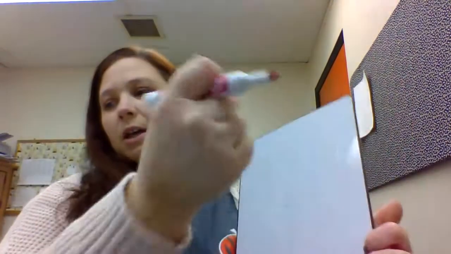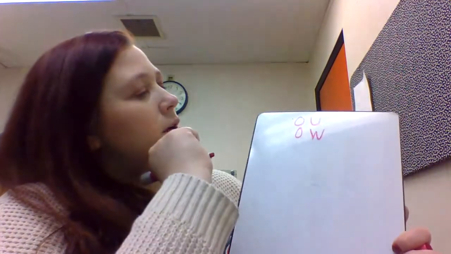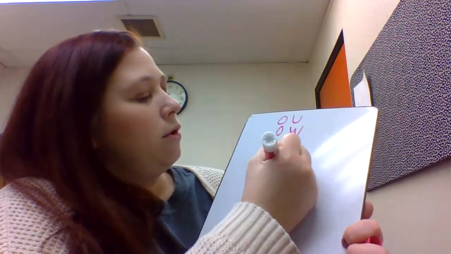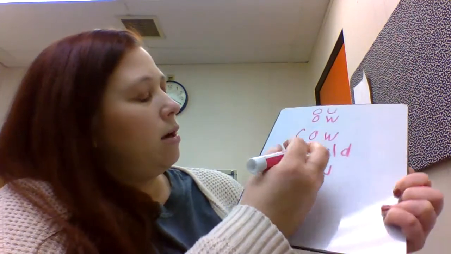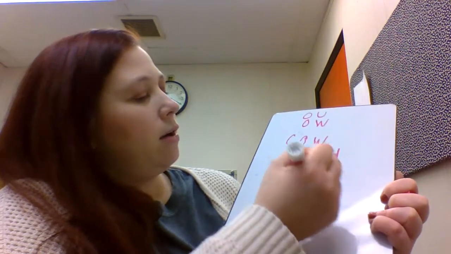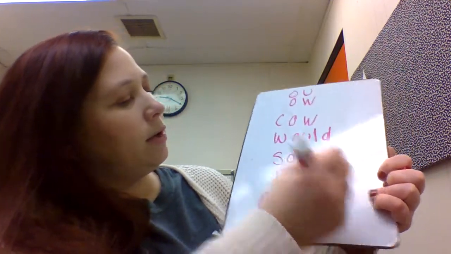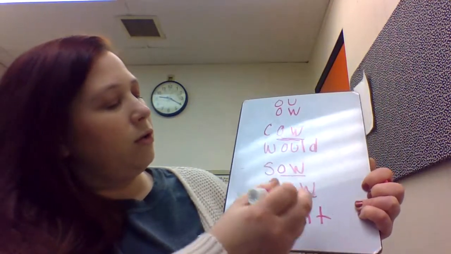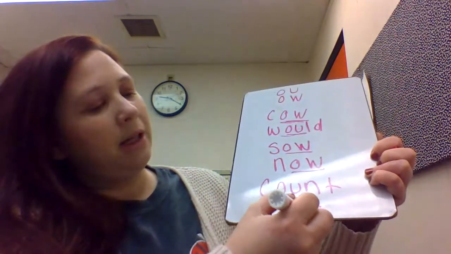All right, we're going to move on to talking about how to spell with OU and OW. All right, let's look at these words. We have cow, wood, sow, now, count. What do you notice? OW is at the end, right, of the word, and OU is at the middle, or if we spelled the word out, it could be at the beginning.